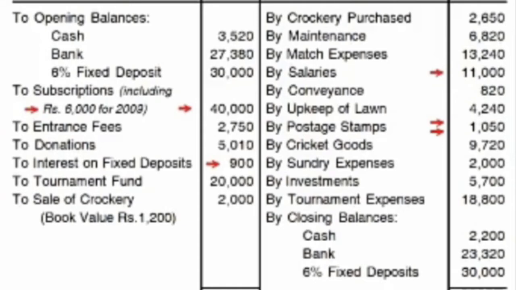This will show in the outer column. Next item, maintenance 6,820. Maintenance is an expense. This will enter in the income and expenditure account, expenditure side, to maintenance 6,820.